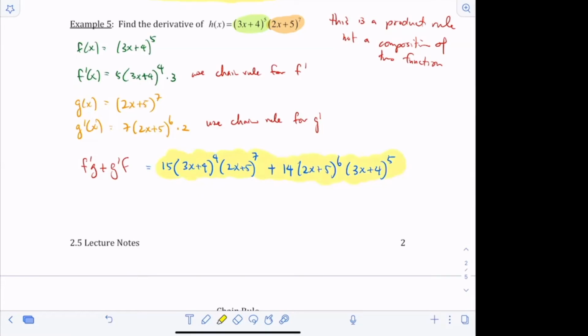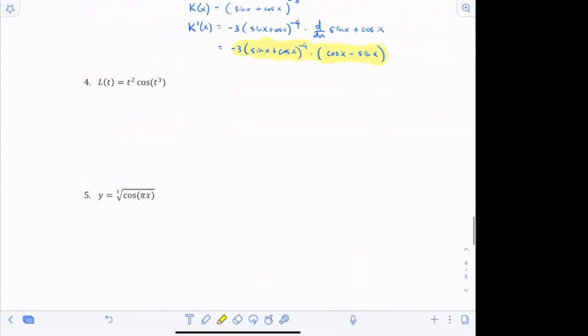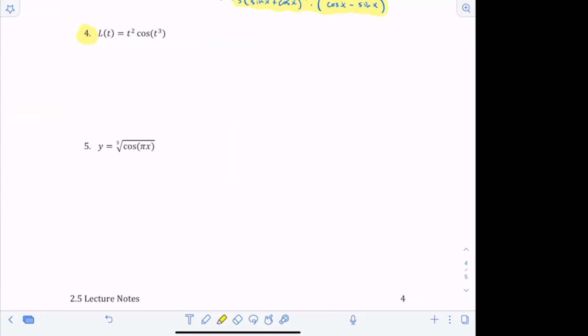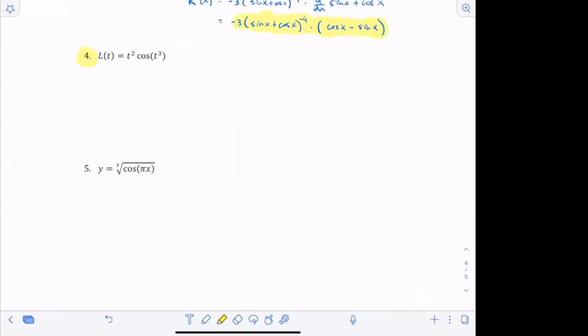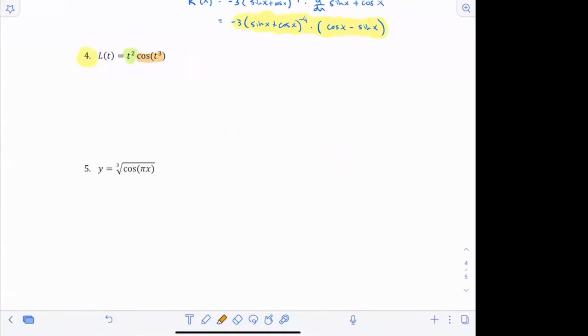All right. Try number 4. Okay, let me go over this. I guess we all see that this is a product rule. f is going to be t squared. Your g is going to be cosine of t cubed.